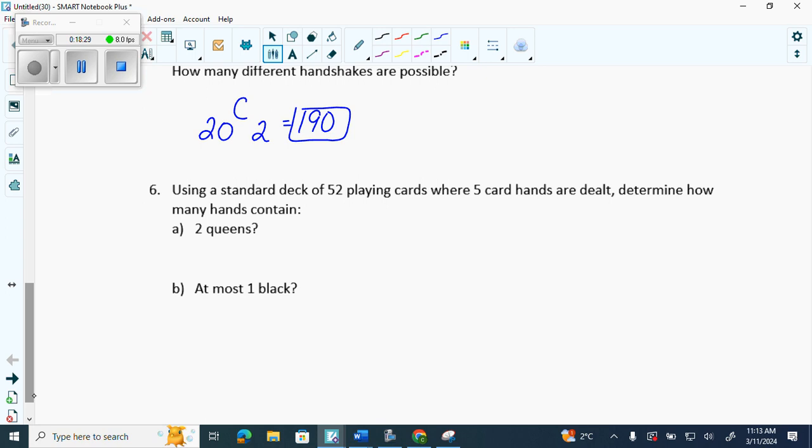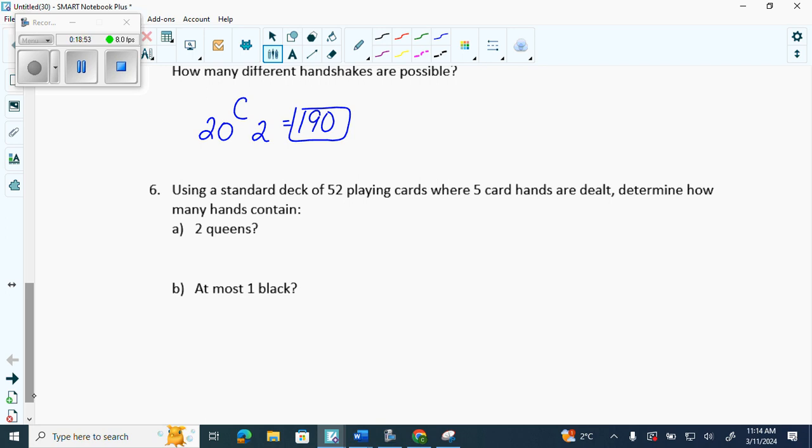Okay. Using a standard deck of 52 playing cards where 5 card hands are dealt. Like I told you, if you don't know how many queens there are or kings there are, you can ask me. I don't need to put the array on the test tomorrow or on Wednesday because it's an open book and you have an array in your notes. If you've lost your notes, it sucks to be you. Don't lose your notes.